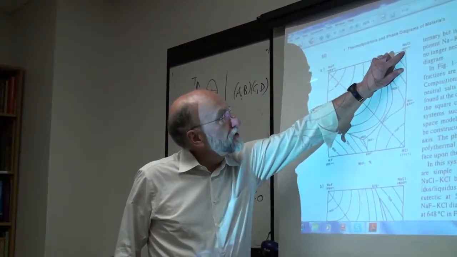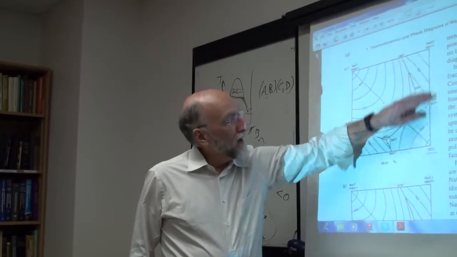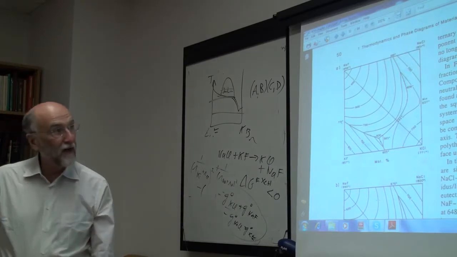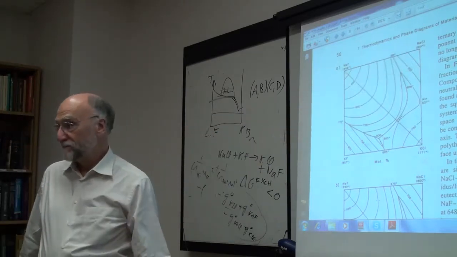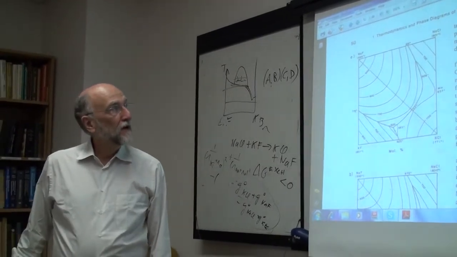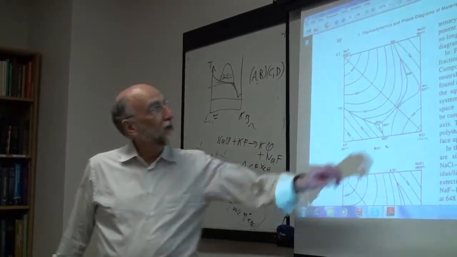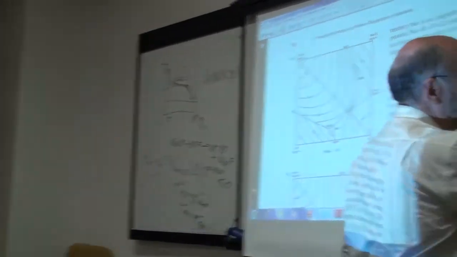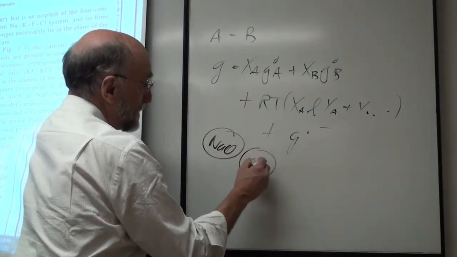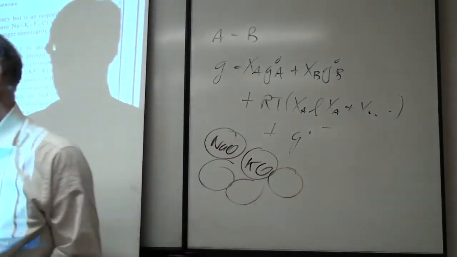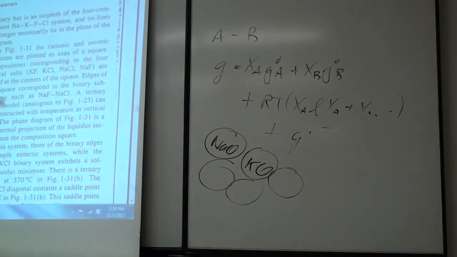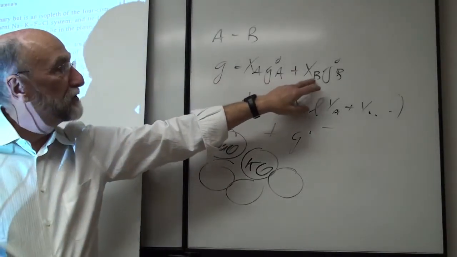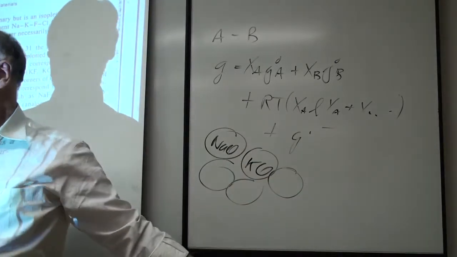I showed that in a binary system like NaCl-KCl, the chlorine is on one sublattice, and the sodium and potassium are mixing on the other sublattice, and it's equivalent to a one-sublattice model. Suppose we had a model we know is not realistic, but let's say that NaCl and KCl were actually molecules. Then you would get NaCl molecules and KCl molecules mixing on a sublattice. That would give you exactly the same equation in the binary system: X_NaCl G°_NaCl plus X_KCl G°_KCl plus RT(X ln X terms). You get exactly the same equation.